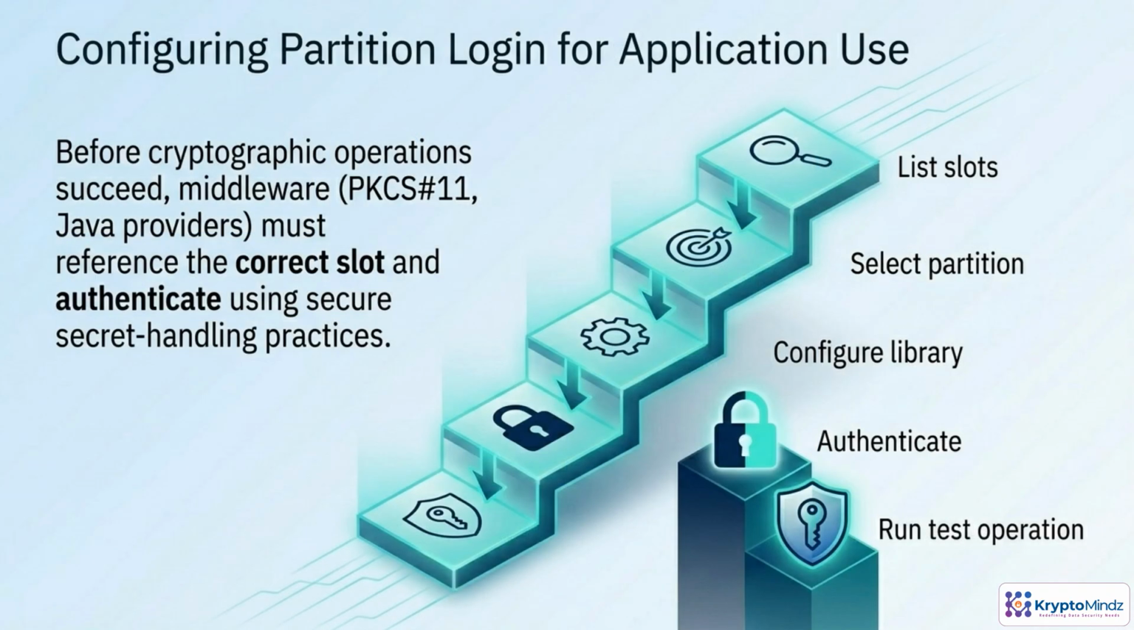To get an application talking to a Luna HSM, work through a clear sequence. First, discover which slots and partition labels the Luna client exposes. Then lock in the exact one your application should use. Next, configure your middleware to load the Luna cryptographic library or provider. After that, wire in authentication using a secure secret management pattern, never hard-coded passwords. Finally, run a simple test operation to confirm that the login session works before you move real workloads.